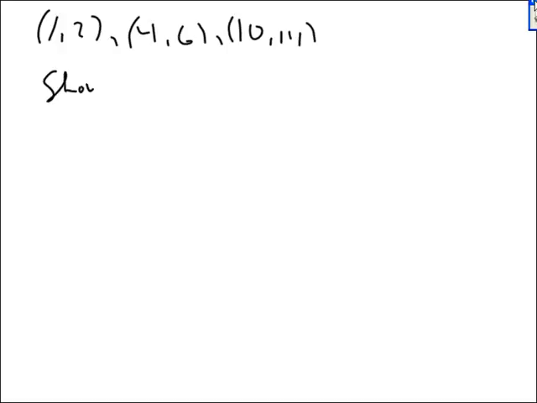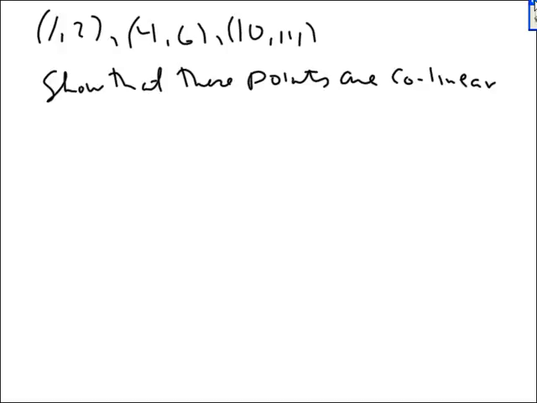Let's try one more. Let's talk about the points 1, 2, 4, 6, and 10, 14. I want to show that these points are collinear. Actually, I don't think they spell it with a dash. They spell it with 2 L's. Show that those 3 points are collinear.